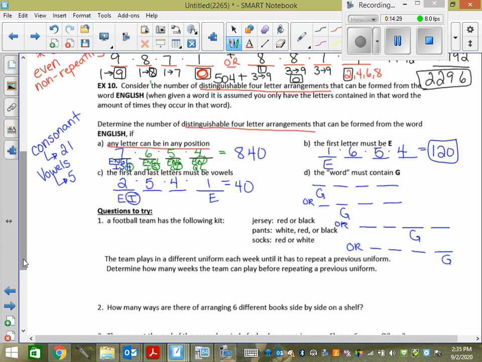So here I have 1 for G, and then I have 6 letters left, 5, 4. Or I could have 1 for G, 6, 5, 4, and so on for each position. Or you could say, hey, I know that each time it's going to be 120, correct? And then the G could move into 4 spots. So instead of adding up 120 4 times, I could say, okay, it's the 120 times 4, which is 480.